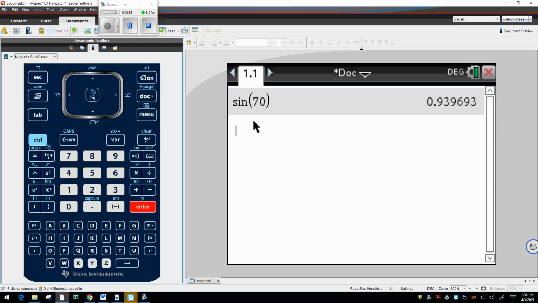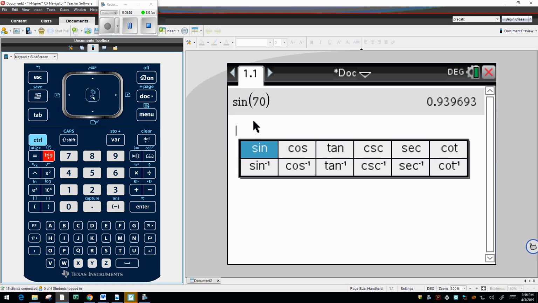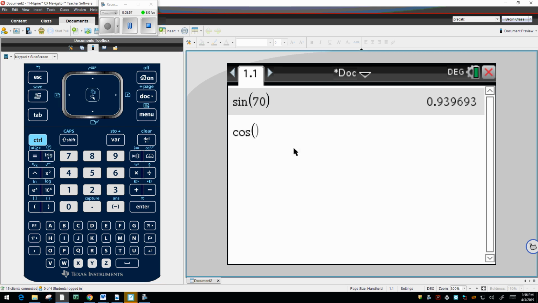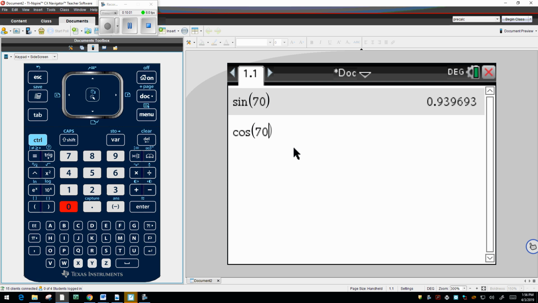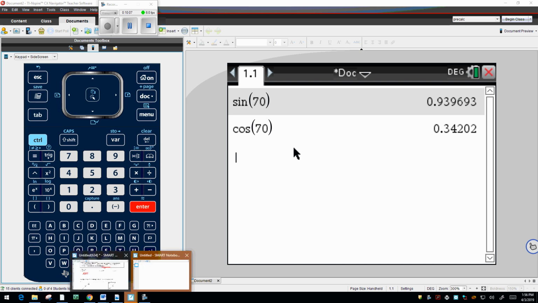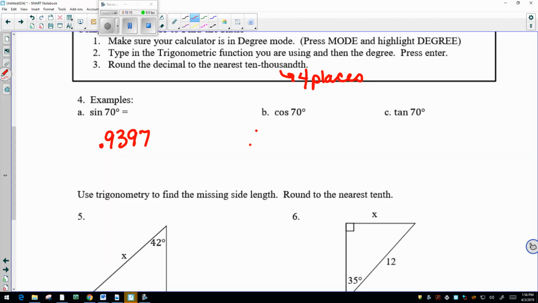We're going to do the same thing with cosine. So again, go back to the trig button. I'm going to take my cosine, and it says of 70 degrees. So type in 70, press enter. It's at 0.34202, so with rounding, 0.3420. There's my nearest 10,000.